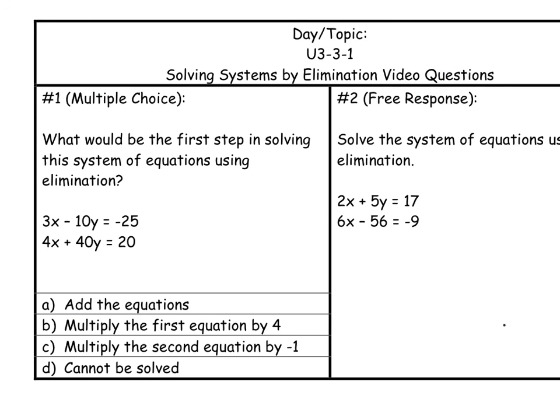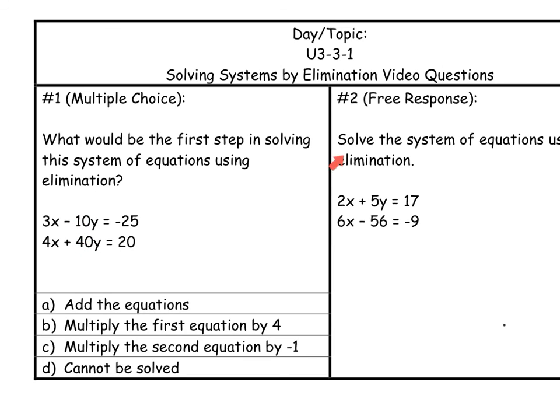Alright, so now it's your turn. What would the first step be in solving this system of equations using elimination? So again, you have to look at the coefficients of x and the coefficients of y. Can you add them? Can you subtract them? If you can't do either of those, what can you do to either the coefficient of x or the coefficients of y so that these two can easily be added or subtracted?